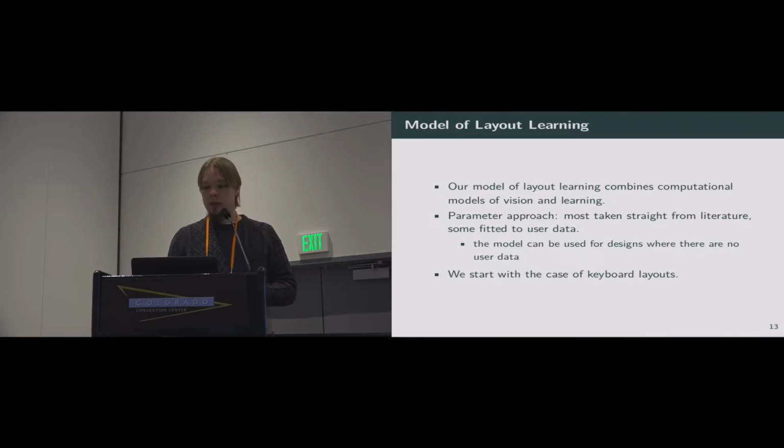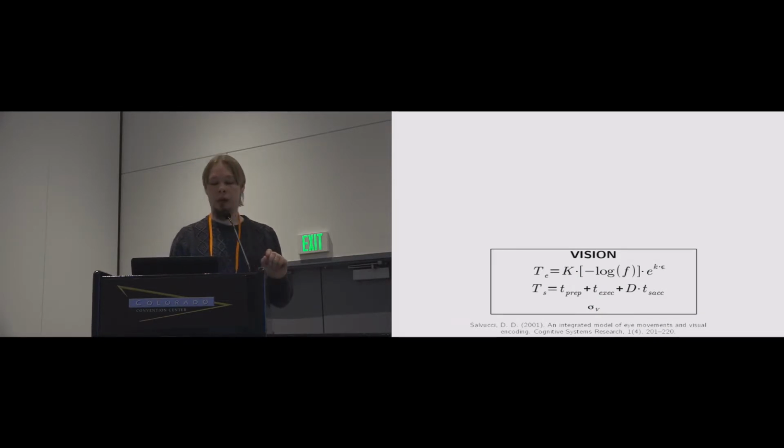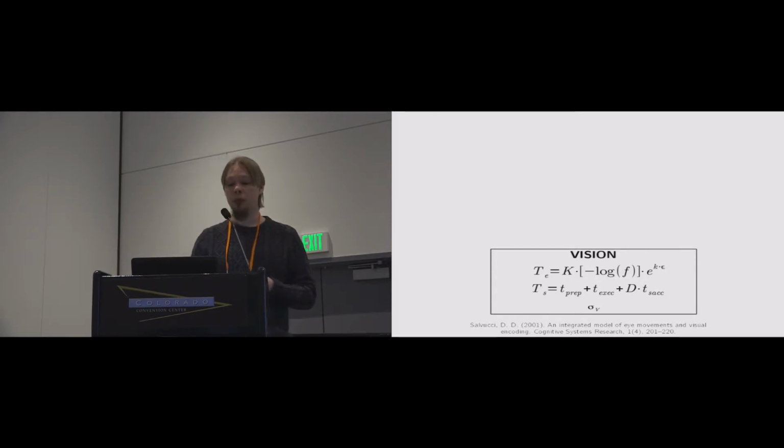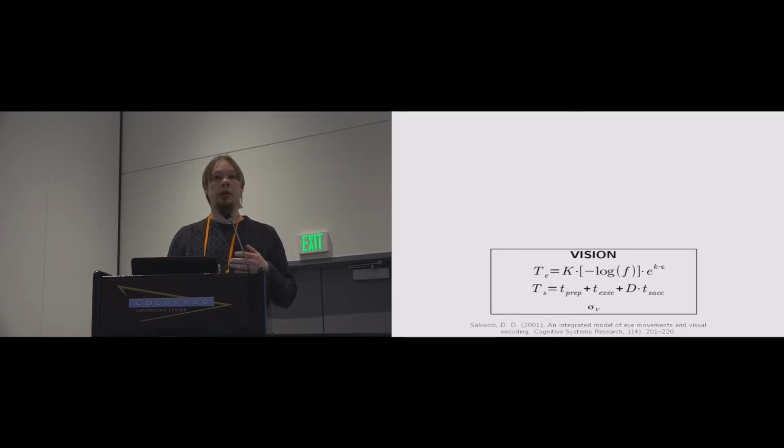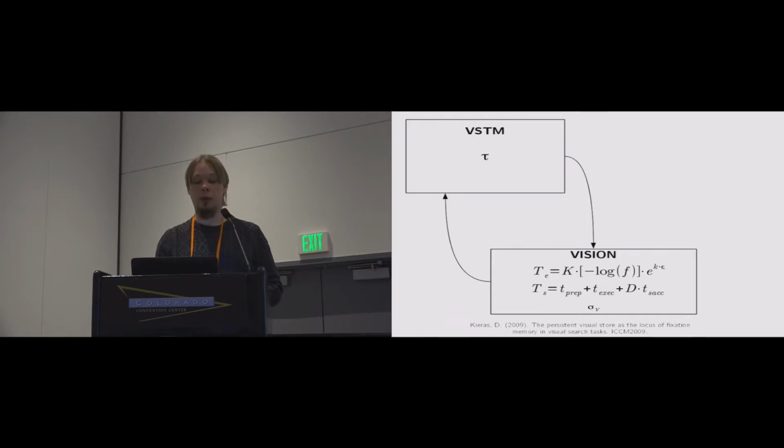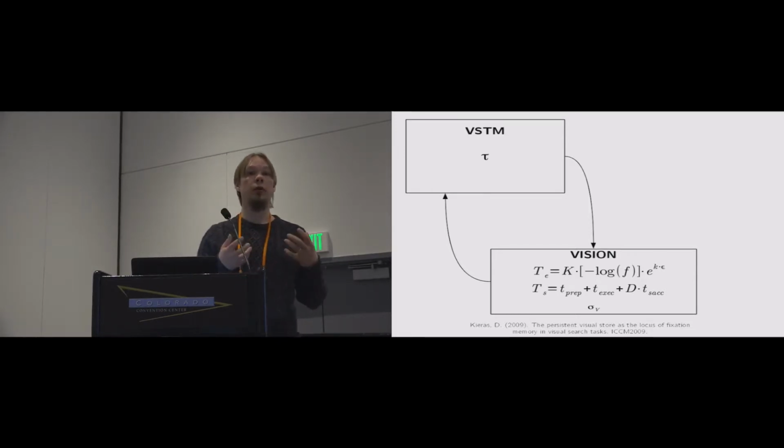The model consists of different components. The first component is the vision component. It's taken from Dario Salvucci's work. It gives us computation times of encoding a target with our vision. This time to encode a target depends on how close the target is to our current fixation. If the target is really far from our current fixation, we have to do a saccadic jump, and this model also gives us the time it takes to do that. Now, in order to inhibit the return of vision to previously encoded objects, we need a visual short-term memory component, which takes care of this. It forces the vision component to always look for targets it hasn't encoded yet.